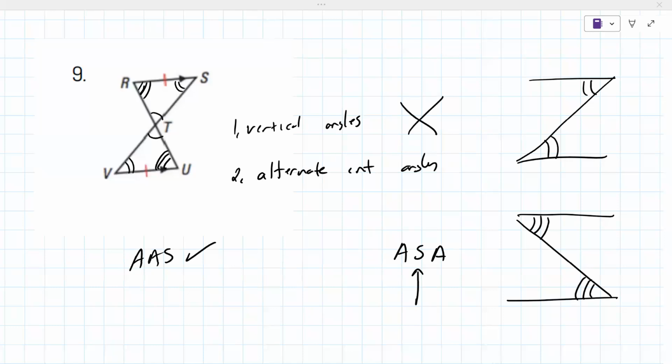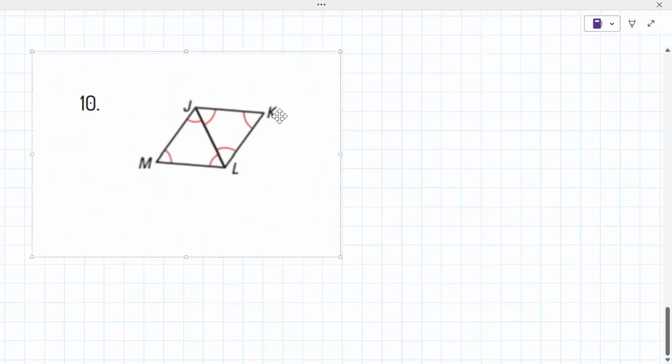All right. Any questions on that? No, no questions. All right. Number 10. All 3 angles are congruent. Maybe something else is. What do you see? J and L, that line, that's a side. Okay. So what congruence are you going to use? I think it would be angle side angle. I agree. Angle side angle.